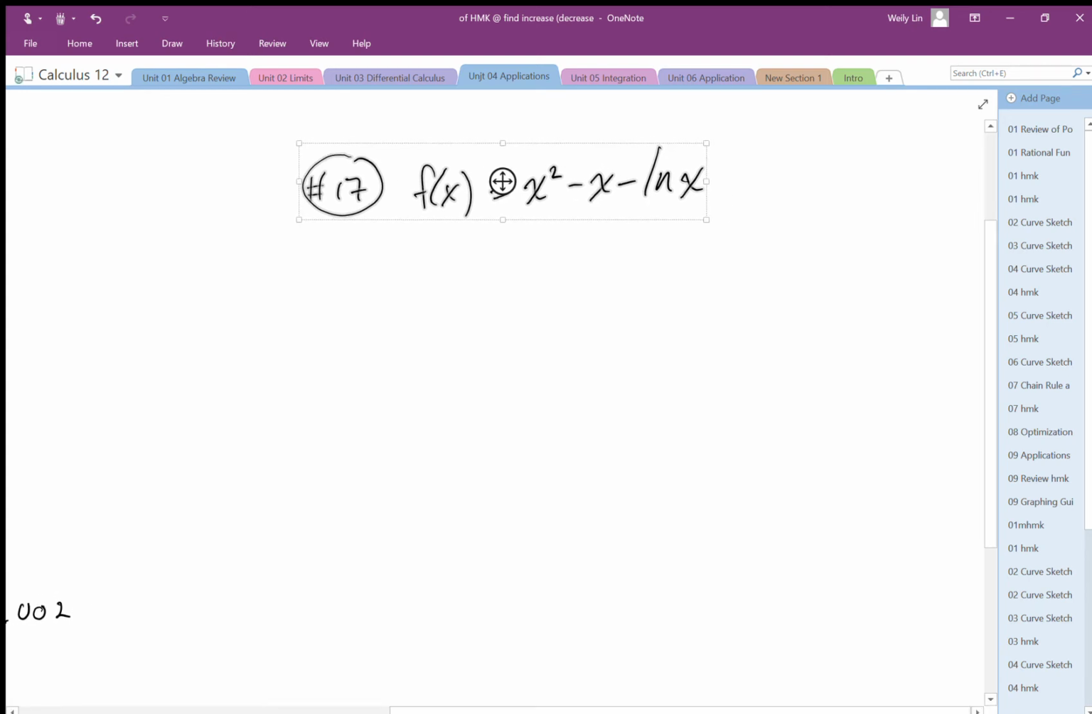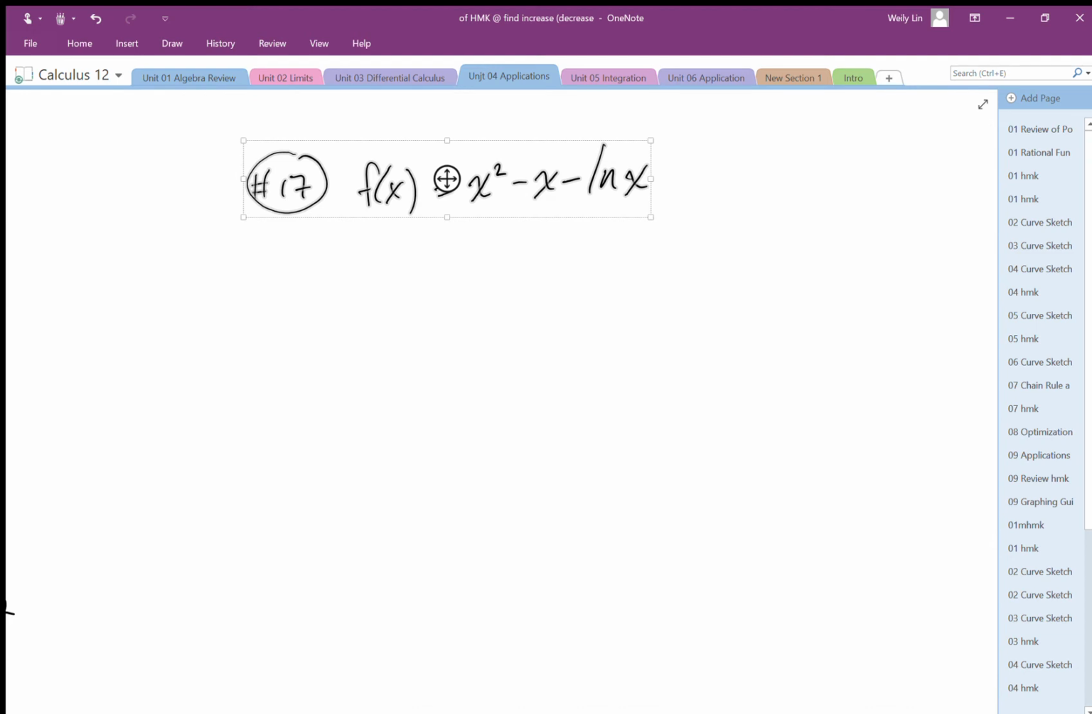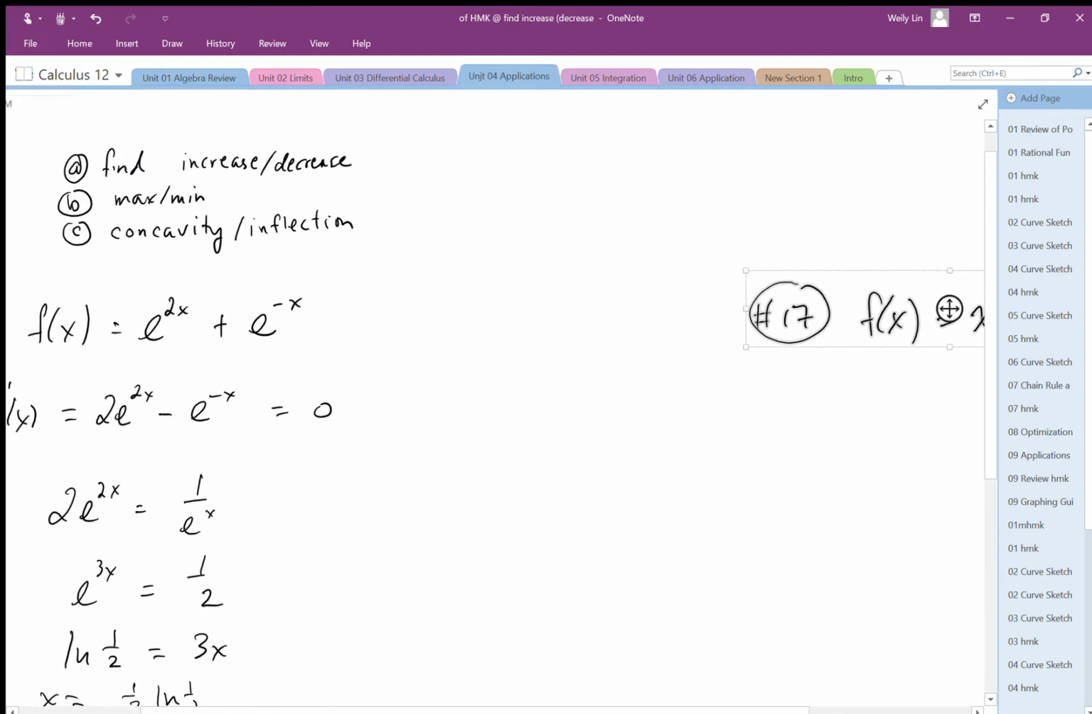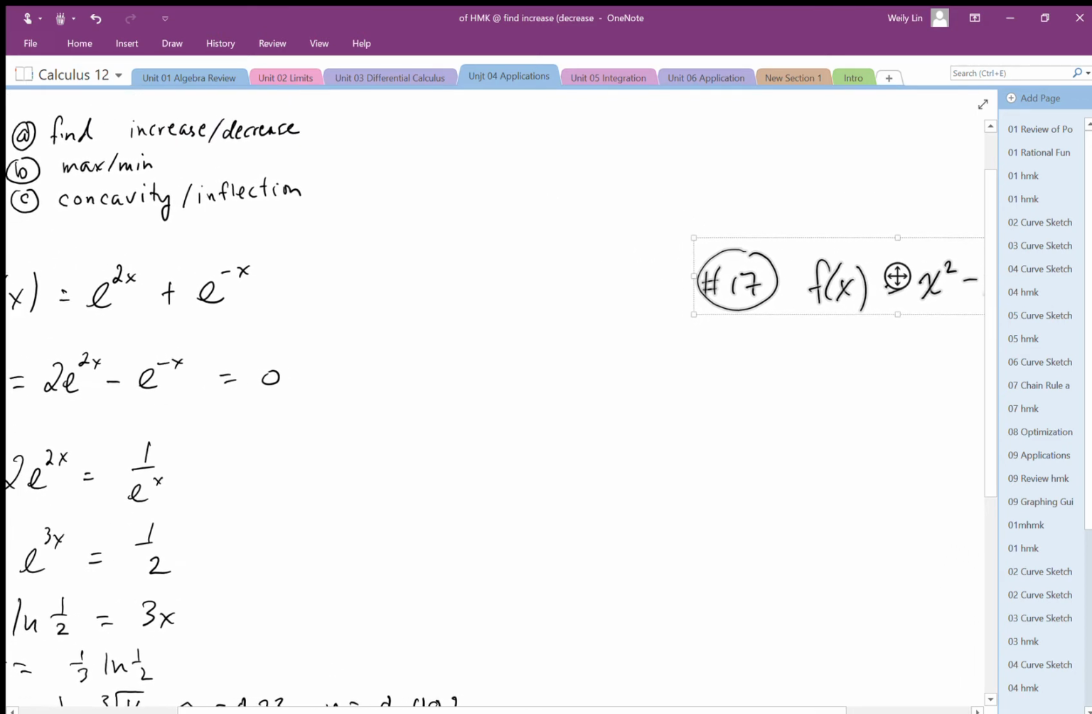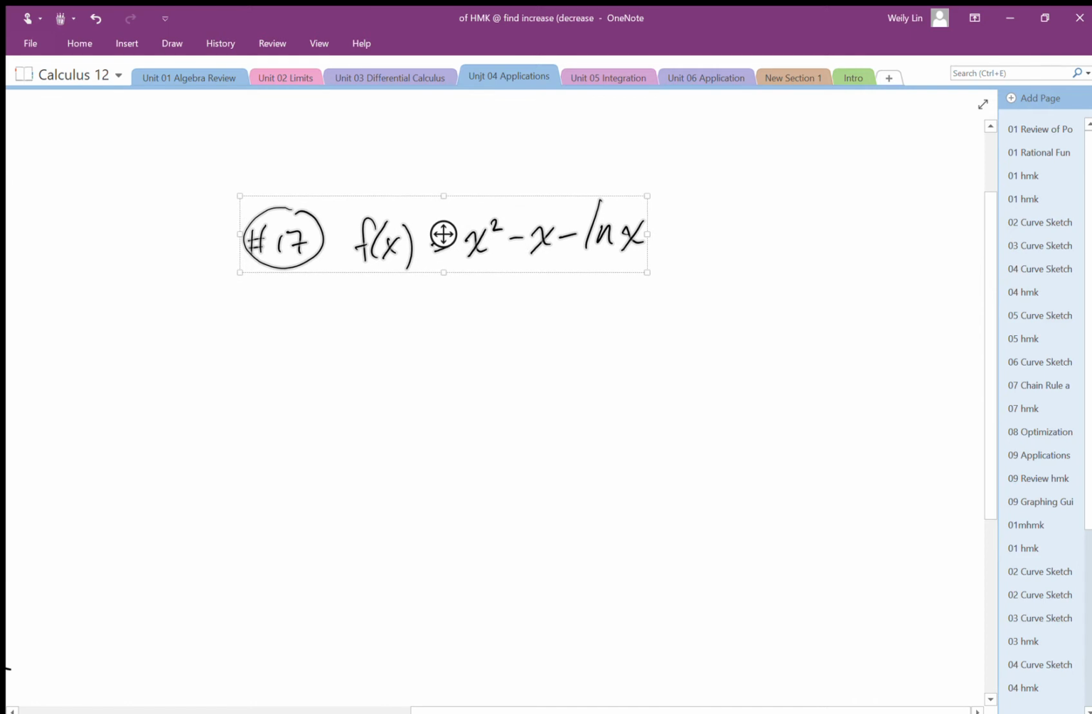Okay, so looking at this next question, same thing. We are solving for the increasing and decreasing regions, maximum, and concavity and inflection. So I'm going to differentiate this to find my maximum points.